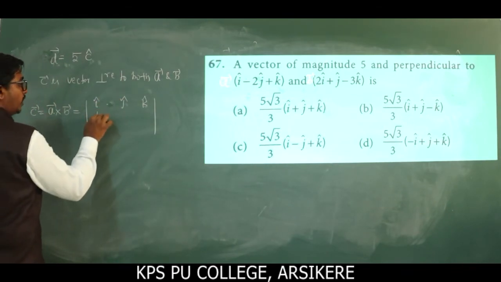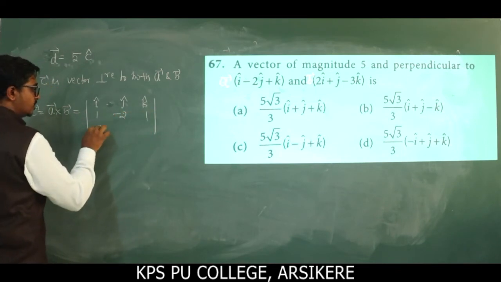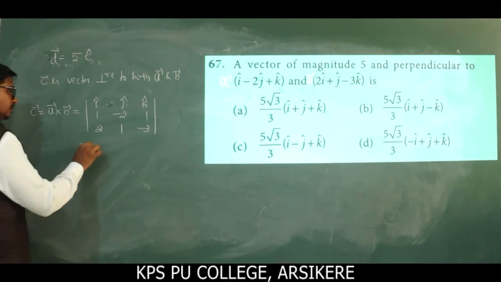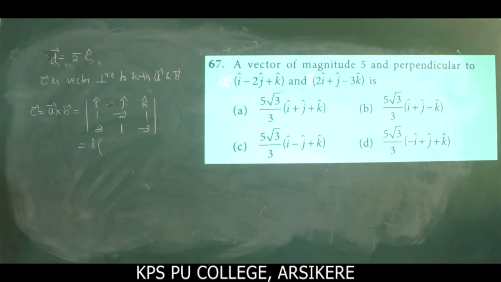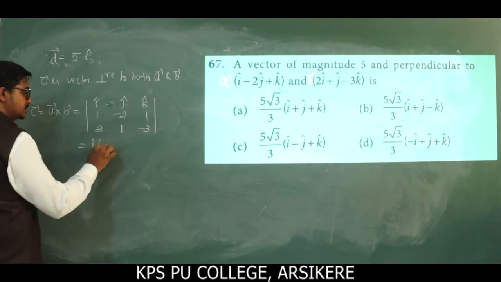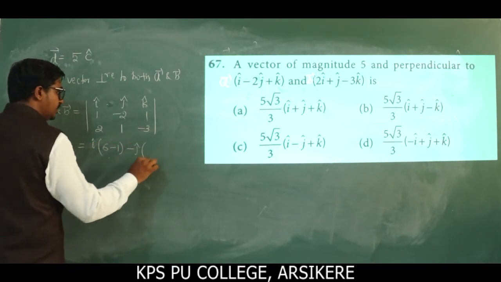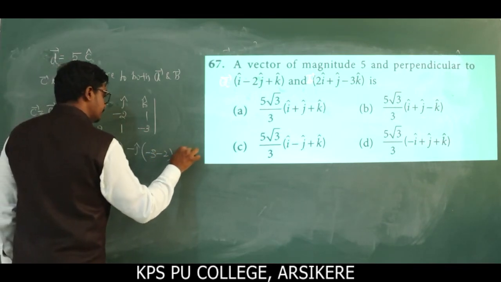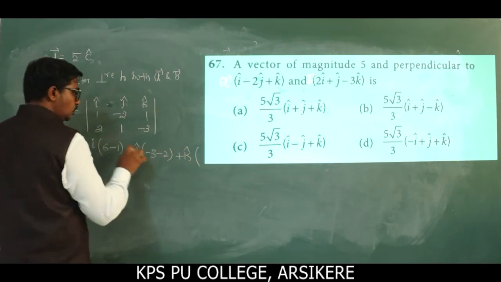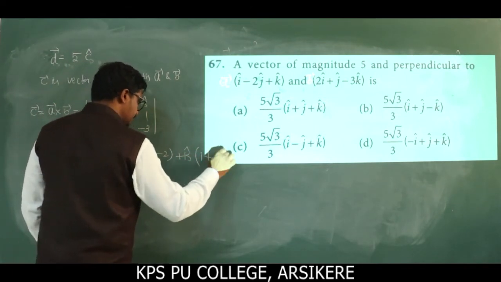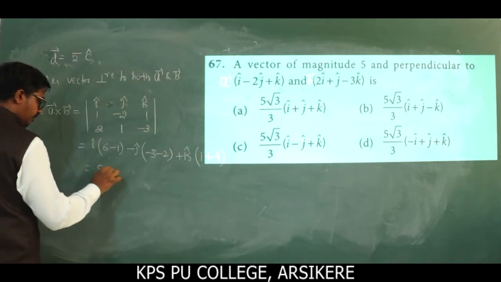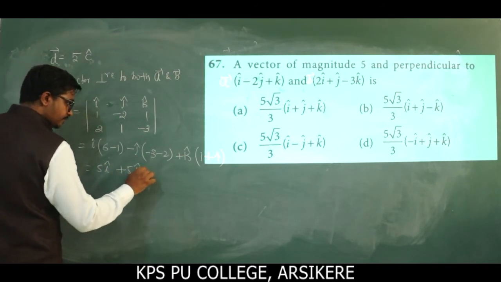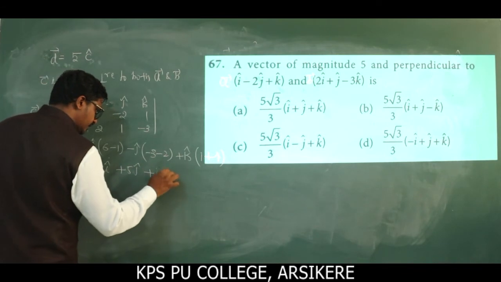Second row is 1, minus 2, 1, and here 2, 1 and minus 3. Then go with the simplification. i cap into, neglecting the corresponding row and column, is 6 minus 1, minus j cap into minus 3 minus 2, plus k cap into 1 minus into minus is plus 4. This is 5 into i cap minus 5, so plus 5j plus 5k cap.